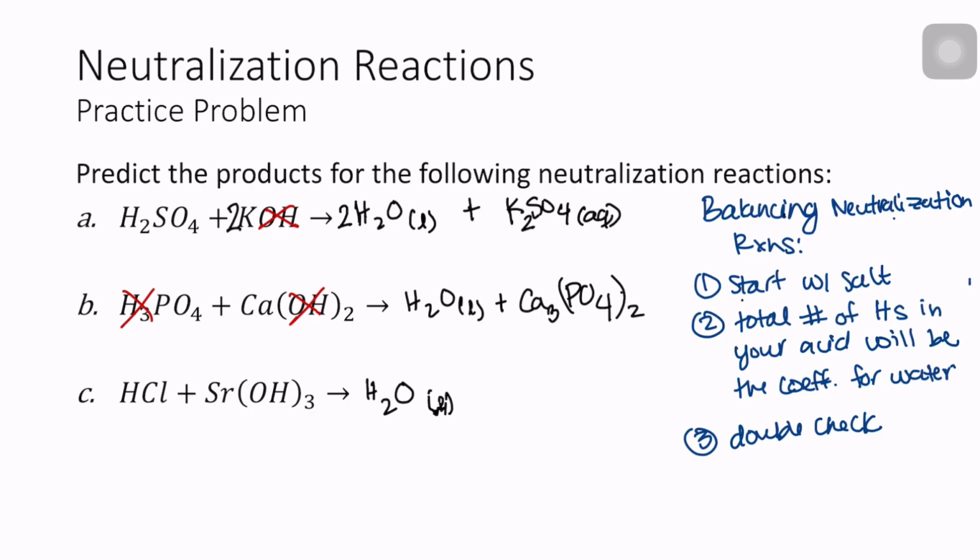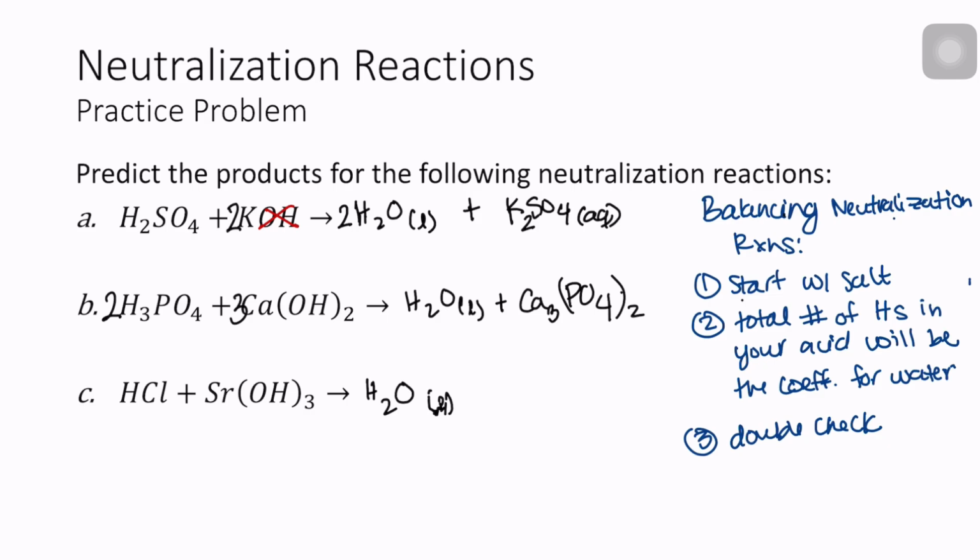So let's go through our balancing. I'm going to start with my salt. I'm going to erase my X's so we can see everything nice and clear. Start with my salt. I have 3 calcium in my salt, so I'm going to put a 3 in front of my calcium hydroxide. I have 2 phosphates, so I'm going to put a 2 in front of my phosphoric acid, and that will make it so I have 2 phosphates.